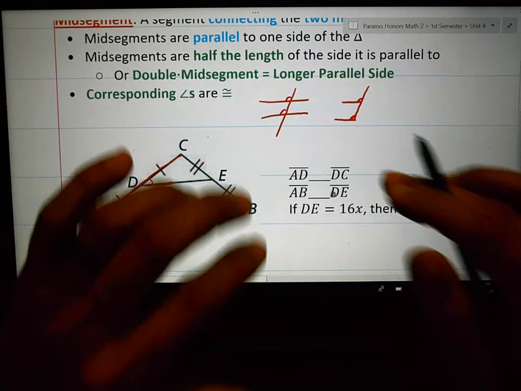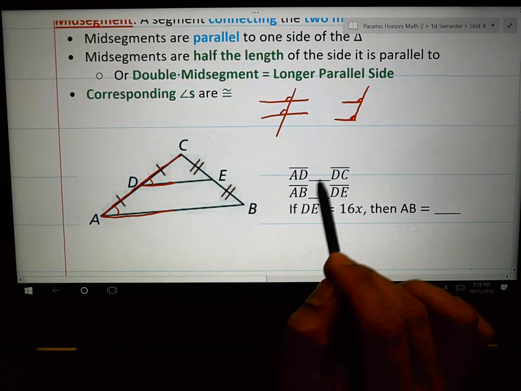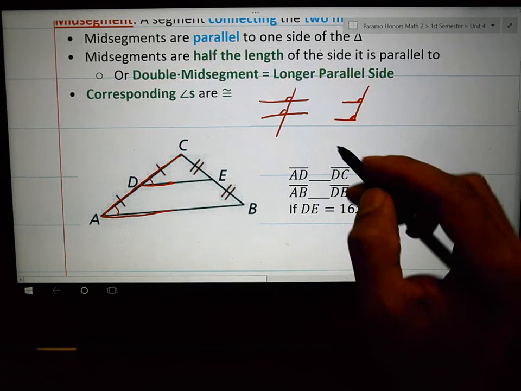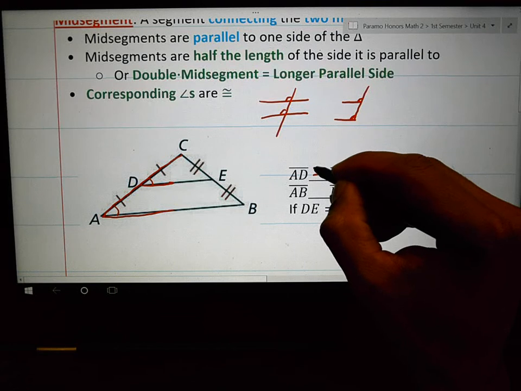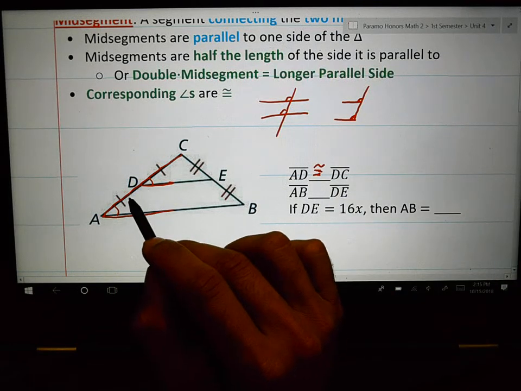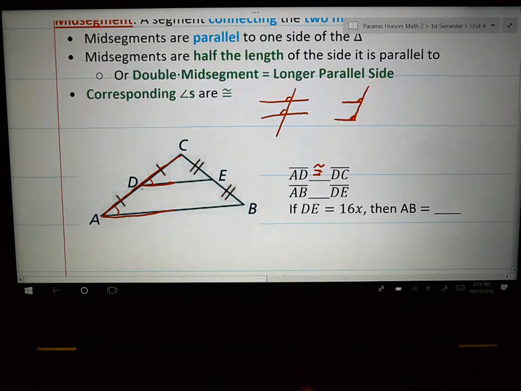So let's do a couple of examples, and then we'll work our way down to some problems out of the book. The first thing that I see is, let's look at this example, AD and DC. How are these two things related to each other? They are congruent. They have to be. If this is a midsegment, this is at a midpoint. Those two pieces have to be congruent to each other.